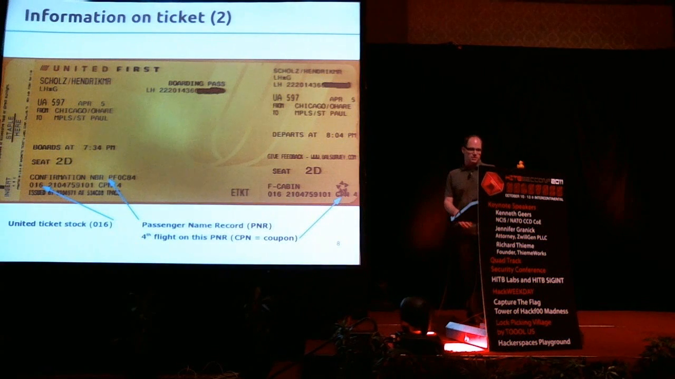This is a different ticket, in this case United. Bottom left, you still have the same United number. In this case, they also print the so-called PNR on it, the Papa Foxtrot 0 Charlie 84. That's the reservation that I used. The lower right corner is interesting. It says coupon number 4, which means on the ticket I had at least 4 separate flights. Back in the old days, you would actually get small paper tickets that you would hand over to get on the plane, and this is all electronic now, but this just means it's the fourth flight on that ticket that I had.